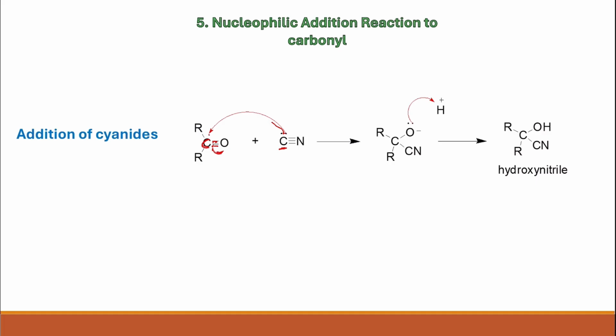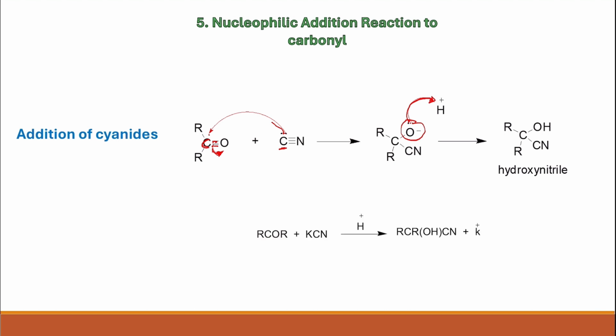In this reaction, you would need to use an acid. The acid will be a source of a proton. The oxygen with a negative charge will take that proton to give you the hydroxynitrile product, or the addition product. The conditions for this reaction are the use of potassium cyanide or sodium cyanide in the presence of an acid.